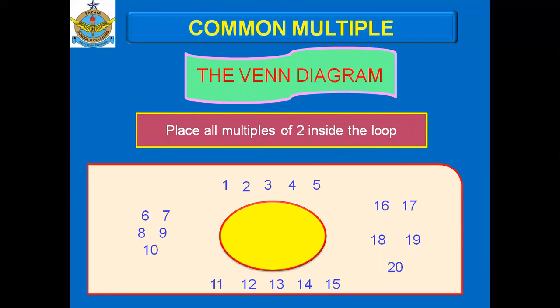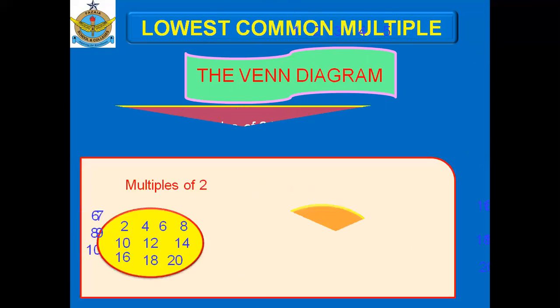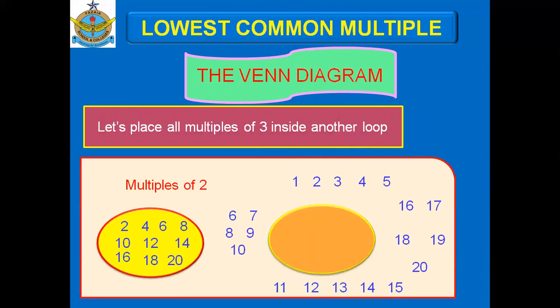Now place all multiples of 2 inside the loop. Here I place all the multiples of 2, that is 2, 4, 6, 8, 10, 12, 14, 16, 18, and 20. Okay. Now you also do the same, then you write down the multiples of 3 inside another loop. And here are the multiples of 3, that is 3, 6, 9, 12, 15, 18. And you choose the multiples of 3 from the numbers 1 to 20. Okay?